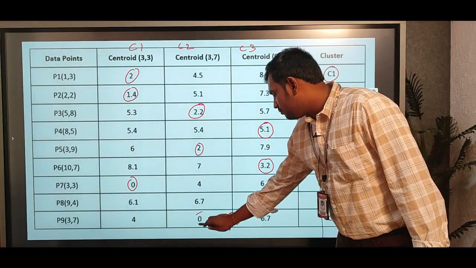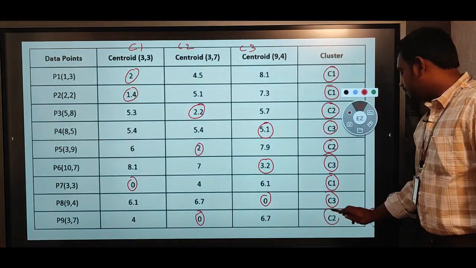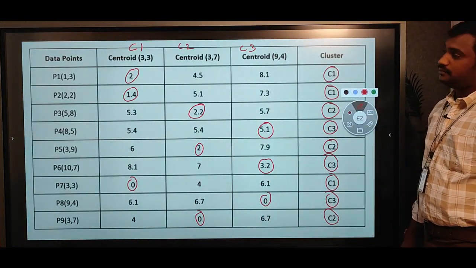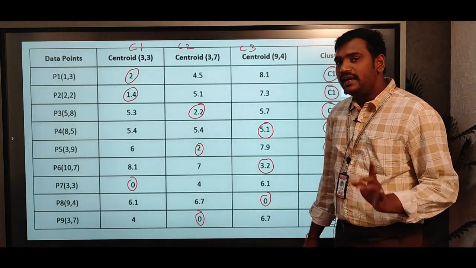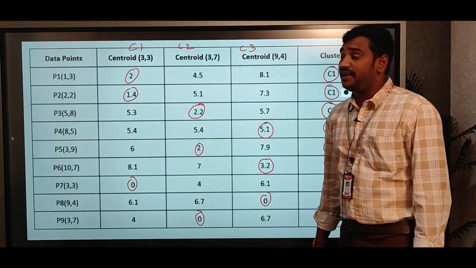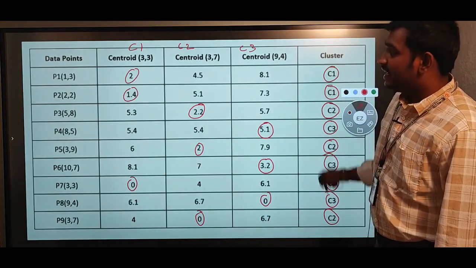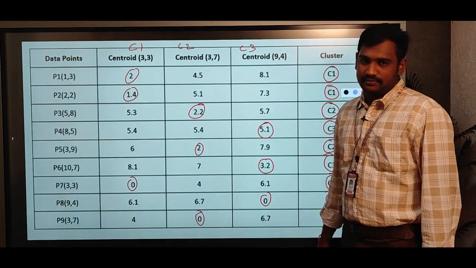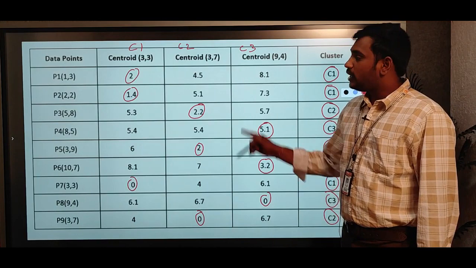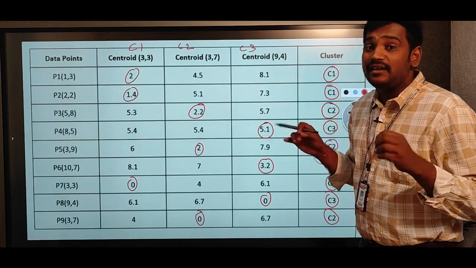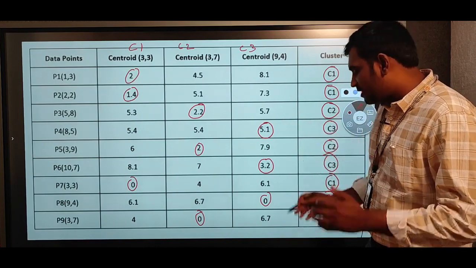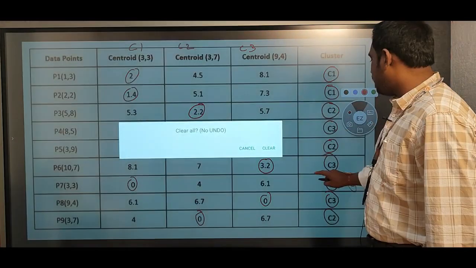Again P9, so 0 to 0. So you have to pick the nearest value by using the Euclidean distance formula, right? So you assigned clusters to the given data values. The process is not completed. This is an iterative process, I already explained. Iterative means repeated in nature.